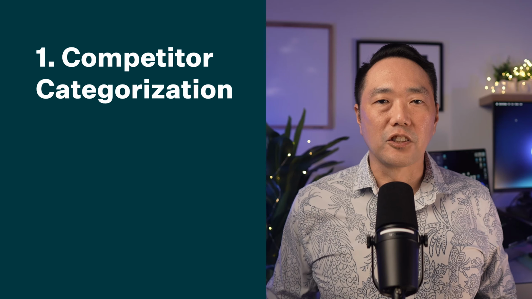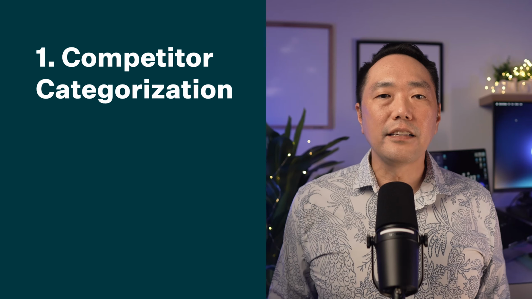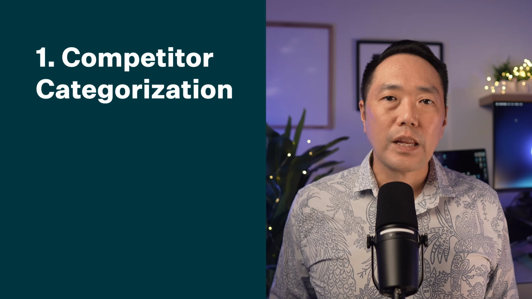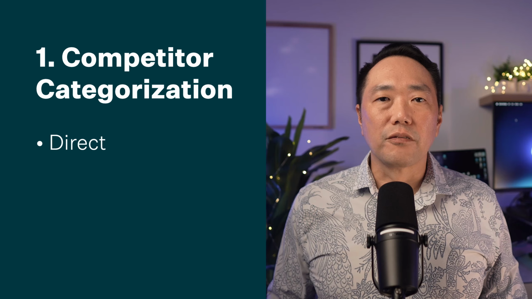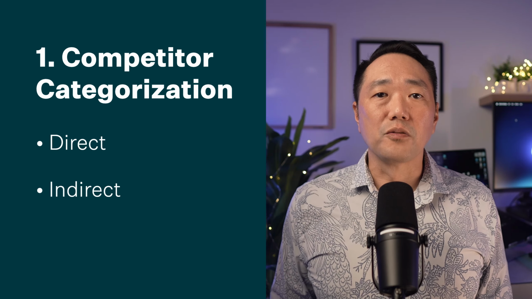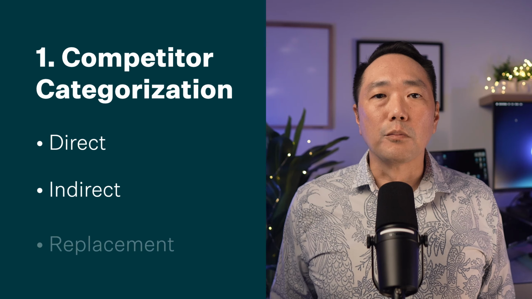The prompt includes a detailed framework for what to analyze. So let me break it down. First, competitor categorization. For each competitor, the AI determines if they're direct, indirect, or replacement threat. Direct means same product or service, the same audience. Indirect means different products that solves the same problem. Replacement means new approaches or technologies that could make your offer less relevant.